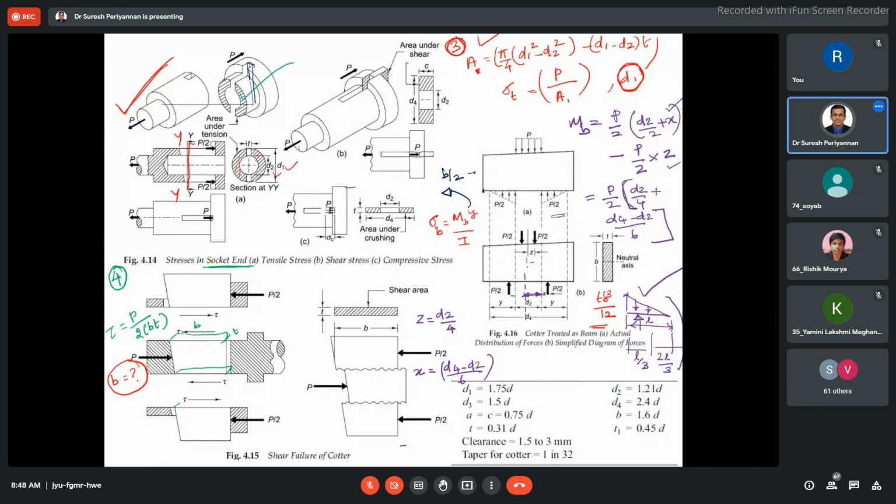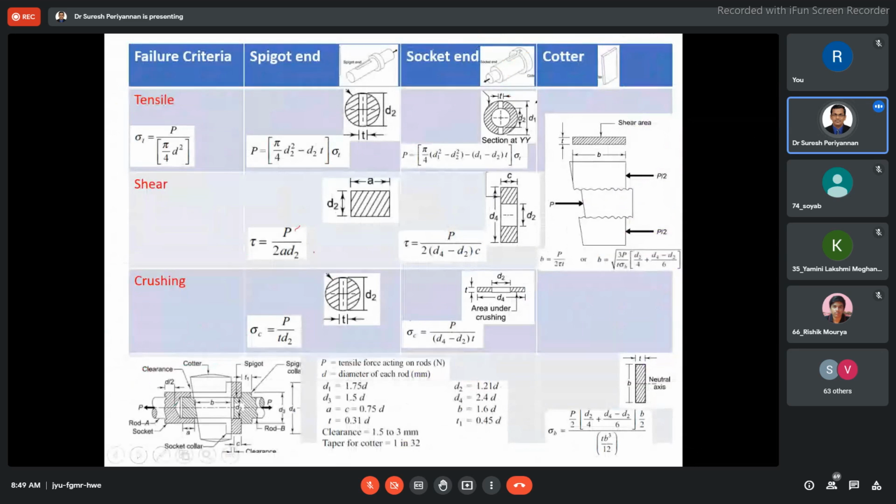Now, from these relations, finally sigma B: substitute this MB value, the Y value is B by 2, and the moment of inertia is T B cube by 12. Substitute this in sigma B. Finally, we are going to obtain this formula. I forgot it, but it is there in the next page. I show you. See here, this one. Finally, this is the bending stress in the cutter. Okay, this is the bending stress. Now, this is the short.